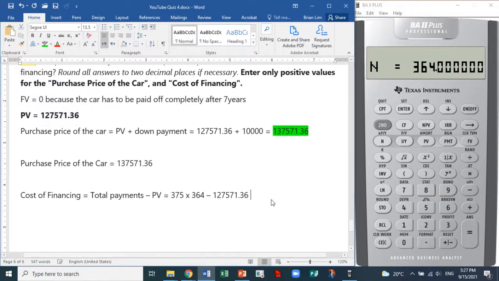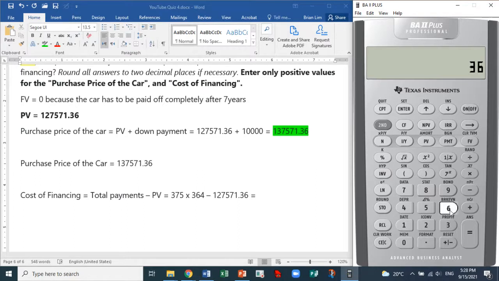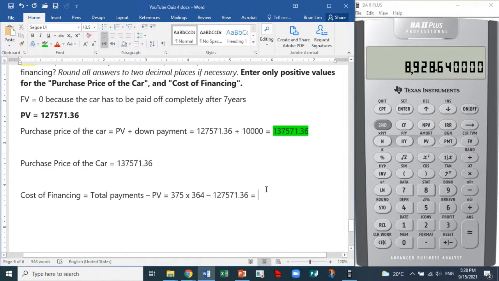We can go and do that on the calculator. It will do it nicely for us. Recall the payments, we can make them positive. Multiply by 364 and then subtract 127,571.36, and that should be the answer. So the cost of financing was $8,928.64.